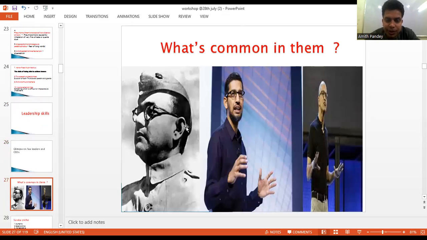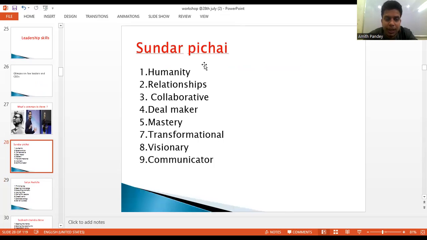In the first picture, you can see Subhash Chandra Bose, one of the great freedom fighters and a great leader, and he even created a revolution. So what are those particular qualities? In the second picture, you could see Sundar Pichai, the present CEO of Google and Alphabet as well. And in the third, it's Satya Nadella, who is the CEO of Microsoft. So what are the things about them? Now let me show you their leadership qualities.